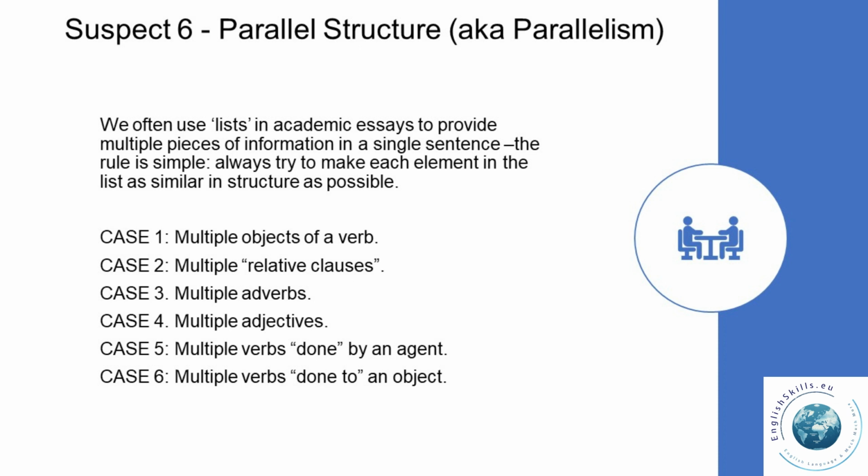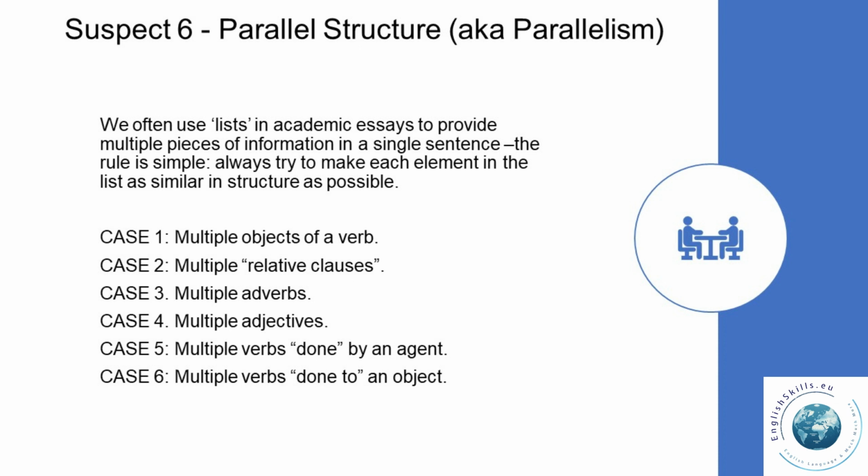We're going to look at 6 cases. Case 1, multiple objects of a verb. So remember, subject, verb, object, or sometimes we have subject, verb, objects. In other words, multiple objects connected to a verb. Case 2, multiple relative clauses where we use that or which or perhaps who to add information. It might be essential information or it might be non-essential information, but whatever it is, we need to make sure that there is an element of parallelism there. We'll look at that in the upcoming slides.